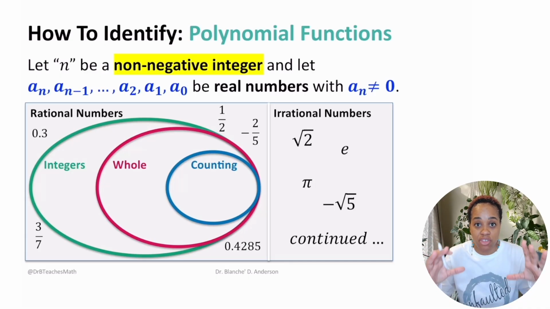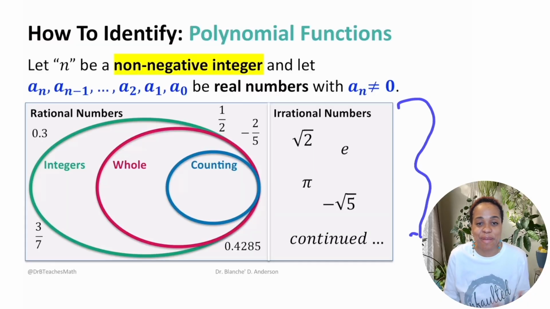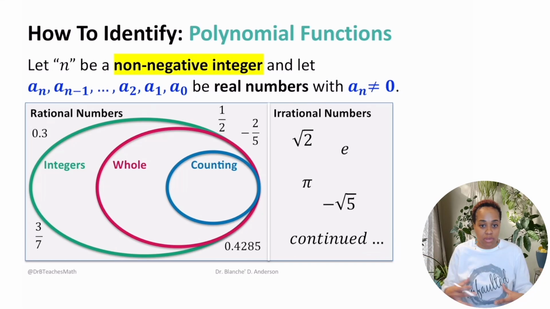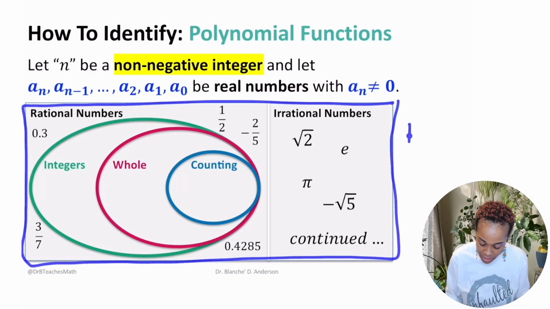But before I jump in to show you what they look like, because you've seen them before, I want to make sure you know what real numbers are. So you look at this block right here. These represent real numbers. If you think of this as the whole world, you have irrational numbers over here, and then you have your rational numbers over here. But both of these sides make up real numbers.